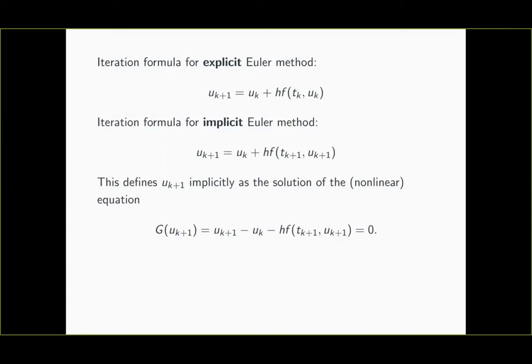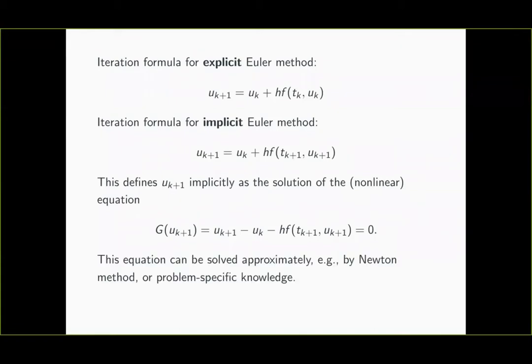We already know different ways to find roots of functions. For example, we can just throw the Newton method at that problem, and after a few iterations, hopefully it produces a solution to that equation. In many cases, however, we also have problem-dependent knowledge, so we know the concrete differential equation, and we can use that knowledge to actually compute u_{k+1} explicitly. We have already seen this in the previous example with the differential equation u prime of t equals minus alpha u of t.